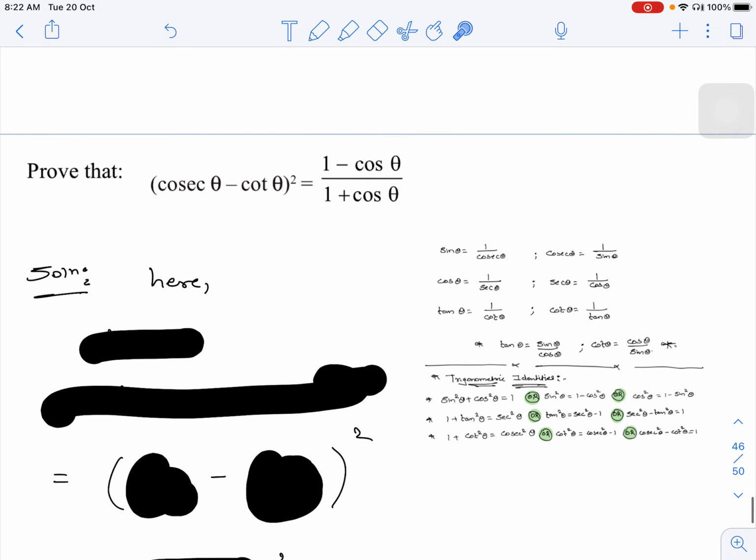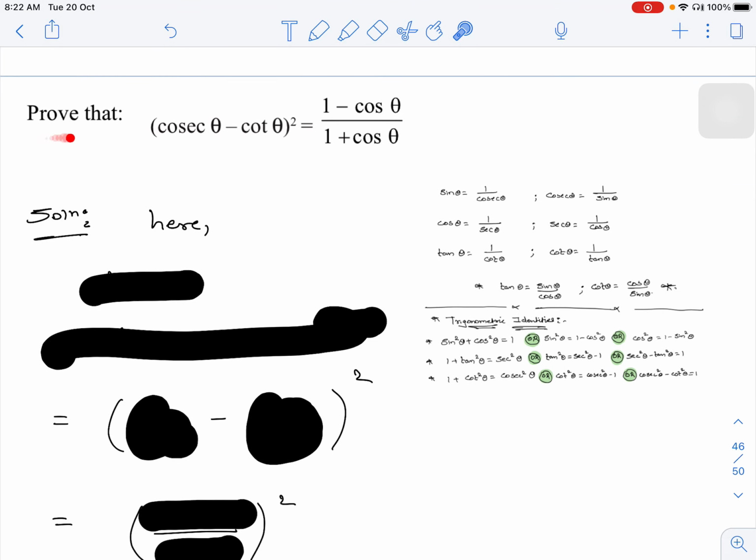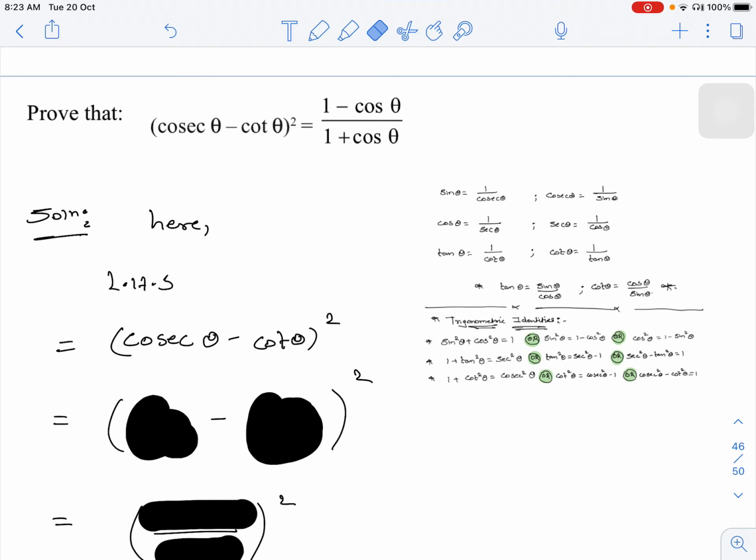Now here we have our first example: we have to prove that (cosec theta minus cot theta) whole square equals (1 minus cos theta) upon (1 plus cos theta). For us it will be easy to consider LHS and reach up to RHS. So first we consider LHS. So LHS equals (cosec theta minus cot theta) whole square.